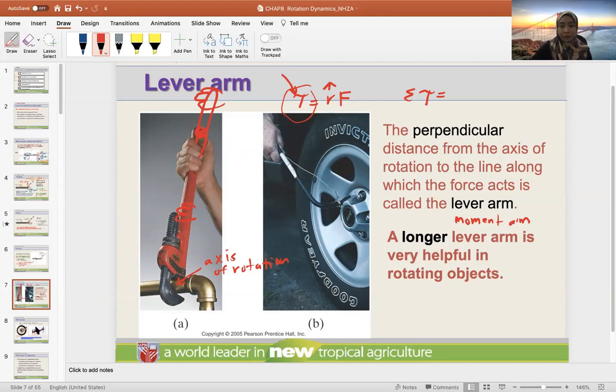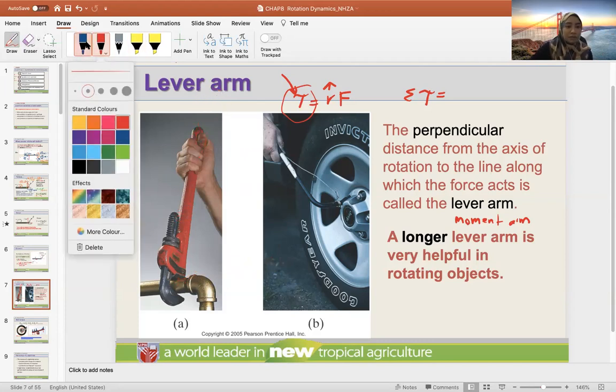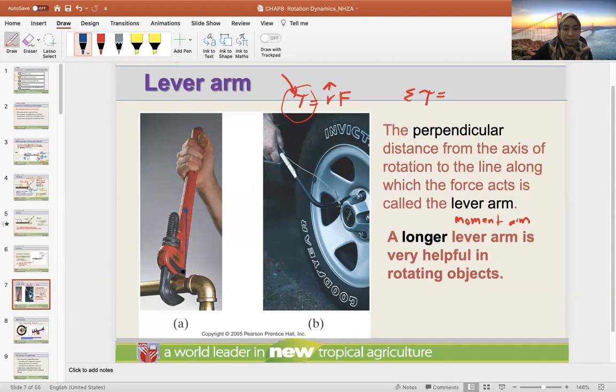Okay, again, I'm going to repeat myself untuk orang yang tak faham tadi soalan tu. Your friend asked, what about the force of the weight of this object? So this object has weight, right? So the weight is this way, mg. However, I'm not talking about net torque. I'm talking about the torque at this particular position.